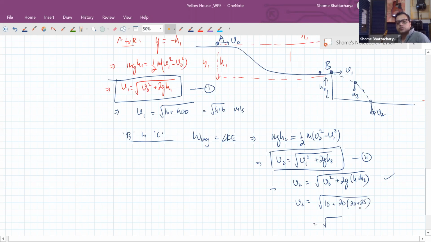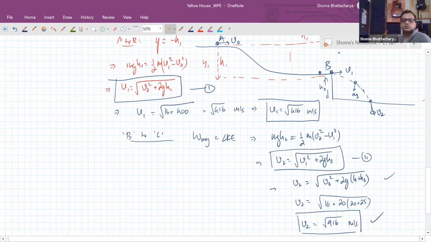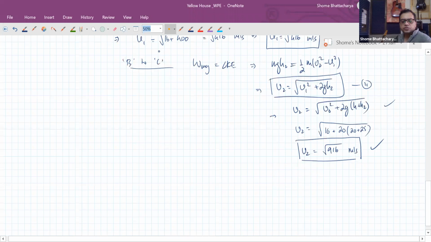so square root of 45 into 20, that is 900. So square root of 916 meters per second. So that will become our v2. So finally, these are our answers. These values, right? I'm just minimizing this a little. Go through it once if you need to.